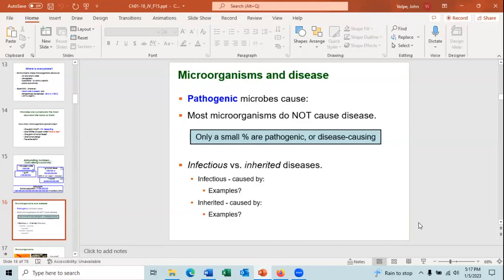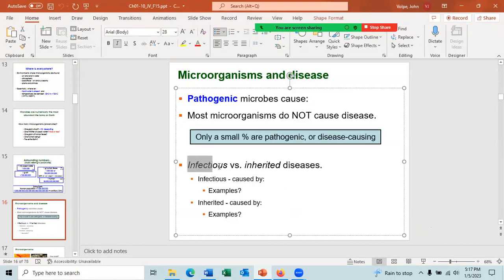We can break disease into infectious diseases and inherited diseases. Infectious diseases are diseases we will study in this class. And why might that be? Why do we only study infectious diseases? Anyone have a guess? Yeah, because they're caused by microorganisms, or a microbe. Inherited diseases are not caused by microbes, so we're not really going to study them. These are diseases that a child would be born with.